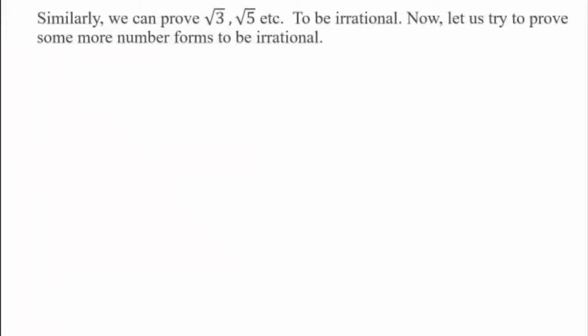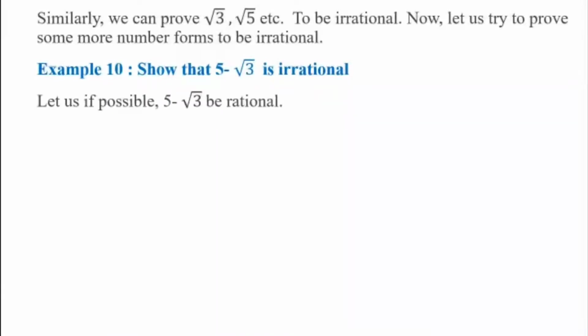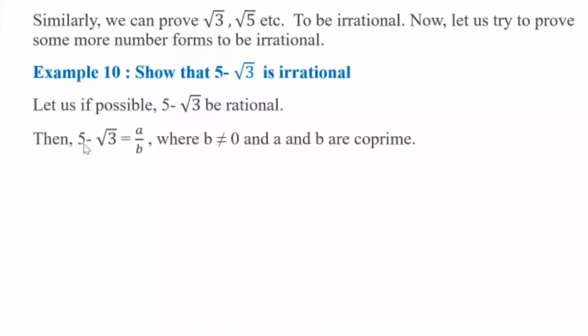Let us take up a similar question. I'm taking up example 10. Show that 5 minus root 3 is irrational. So again, we'll be doing it by the contradiction method. I'll suppose, first of all, let if possible, 5 minus root 3 be rational. If 5 minus root 3 is rational, then as per the definition of rational numbers, I can write 5 minus root 3 is equal to a upon b, where b is not equal to 0 and a and b are co-prime.